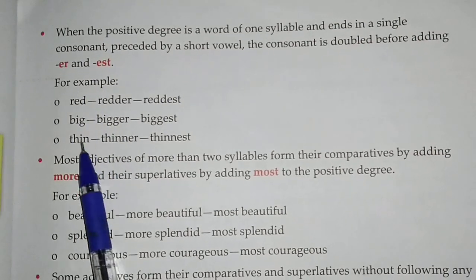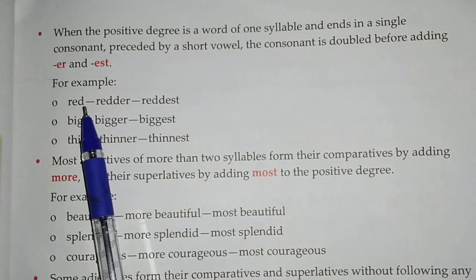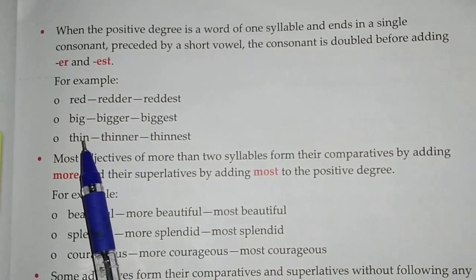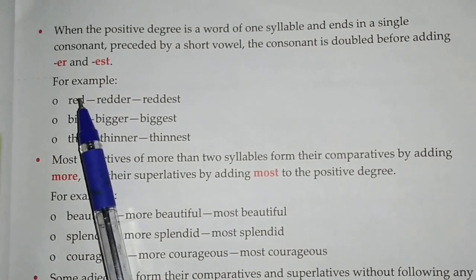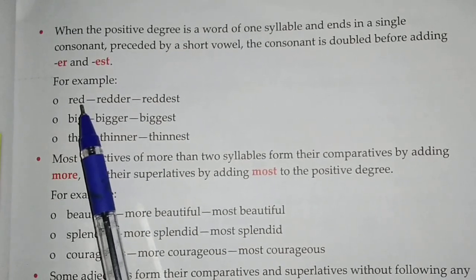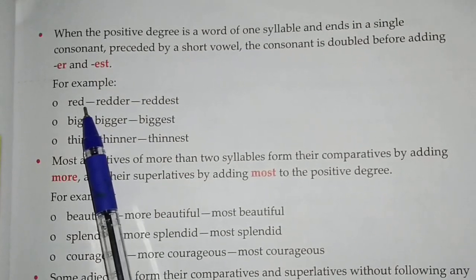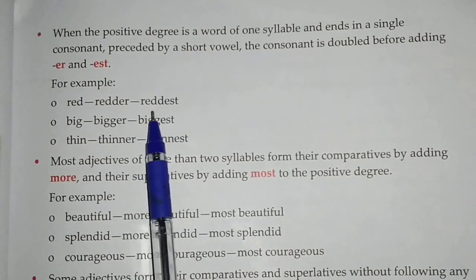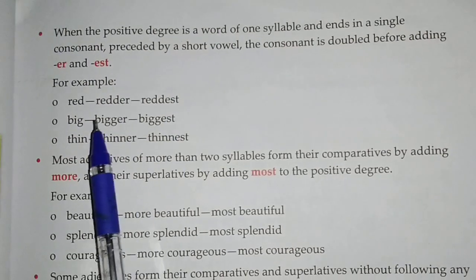So in these cases what happens? When we form their superlative or comparative degree, the last consonant doubles up. It means it becomes double. For example, red. In this spelling, the format is consonant, a single vowel, and then again consonant. So the last alphabet becomes double, R, E, double D, and then we add ER and EST. The degrees become redder, reddest.